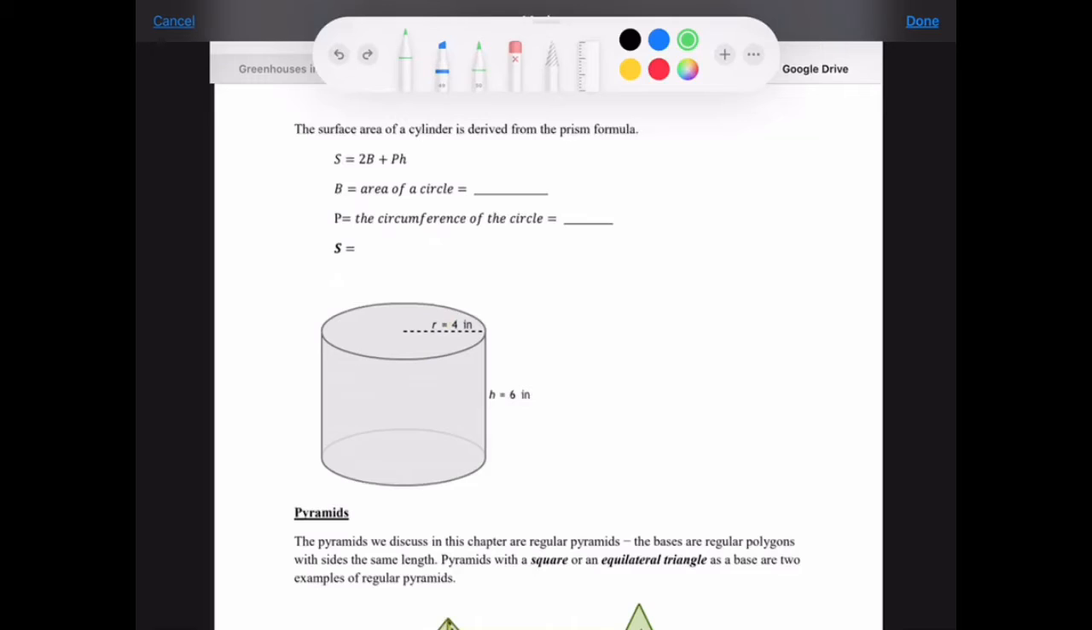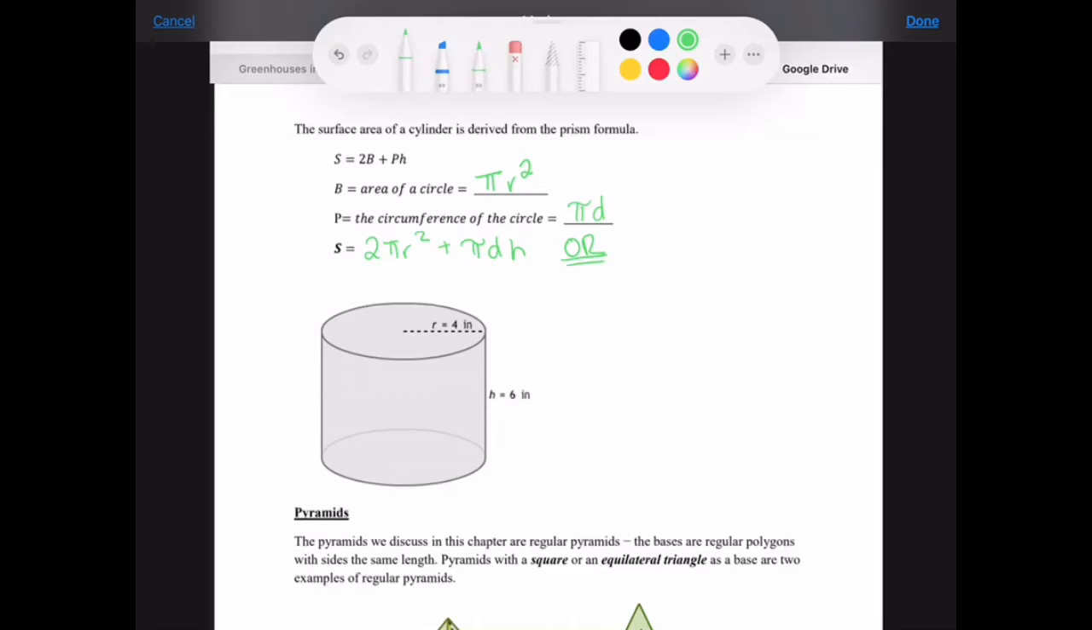So the base area of a circle, what's the area of the circle? Pi r squared. Something we already know, right? The perimeter is the circumference of the circle, right? The perimeter of the base, which we know is pi d. So automatically that means the surface area is equal to 2 pi r squared plus pi d times the height.